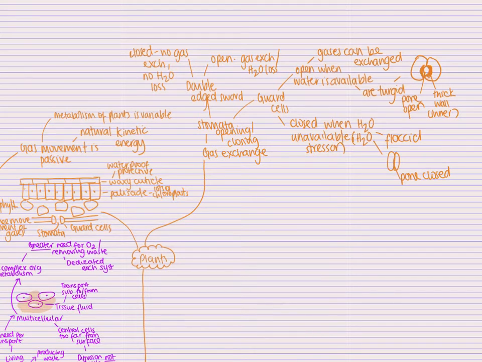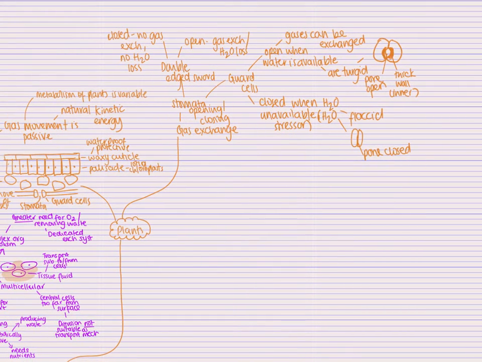But some plants that live in dry conditions anyway are still able to exchange gases. They're still going to need to exchange gases. And those plants are called xerophytes. So we're going to go from this water stressor down into xerophytes. Okay, and these are plants that are able to survive when water is in short supply.